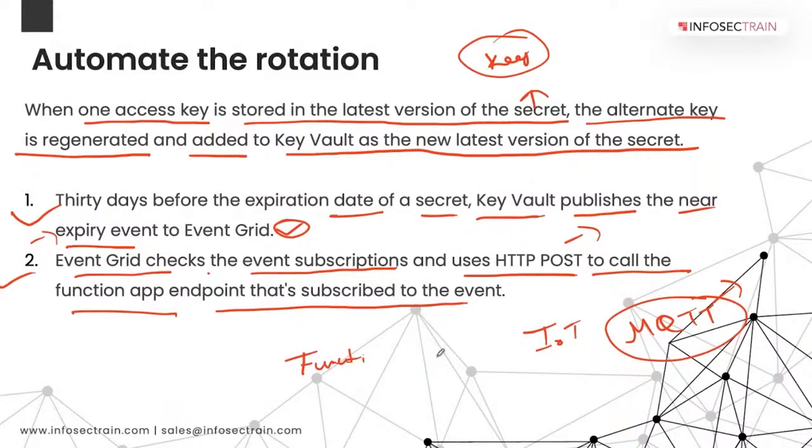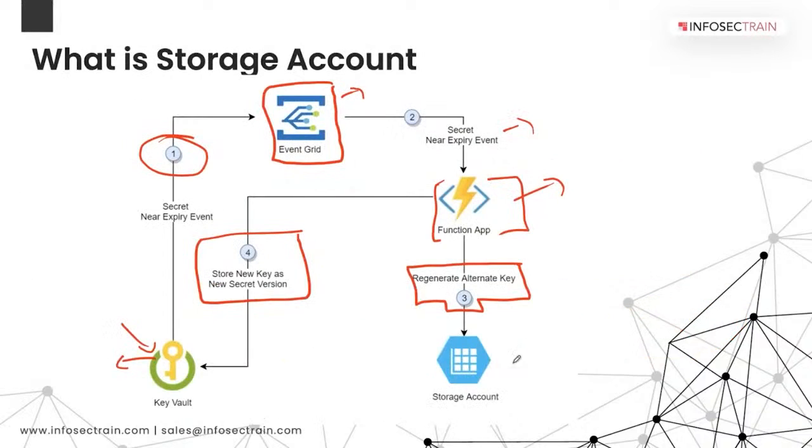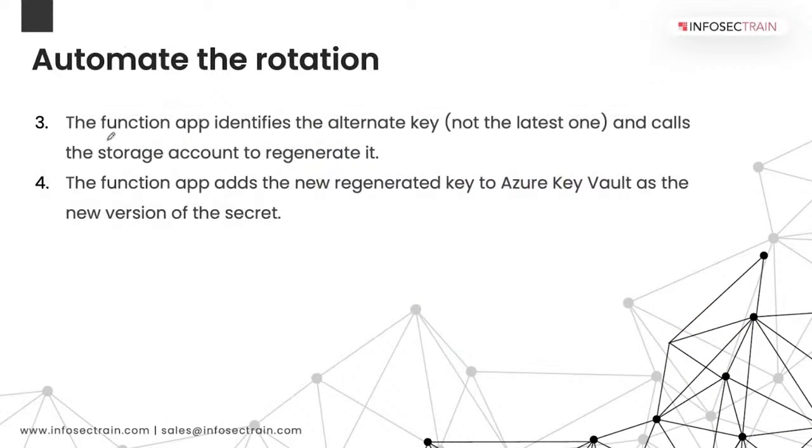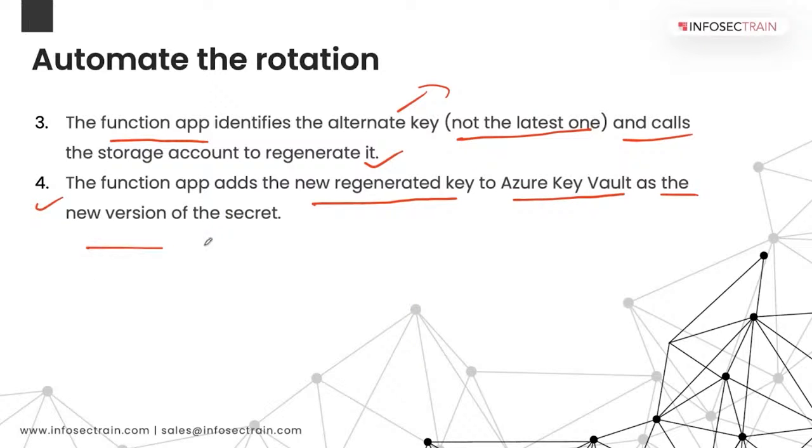and this function app is running and switching the key, storing the latest version of the key over there, and I'll show you the same thing in the portal. So that's the second thing, that the function app identifies the alternate key, not the latest one, and calls the storage account to regenerate it. Now, after that, the function app is going to add the newly regenerated key to the Azure Key Vault as the new version of the secret. So this thing is going to happen over here.